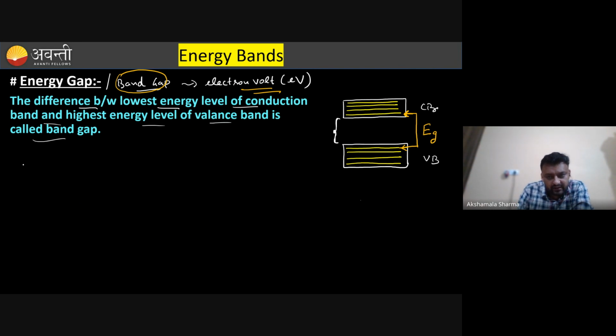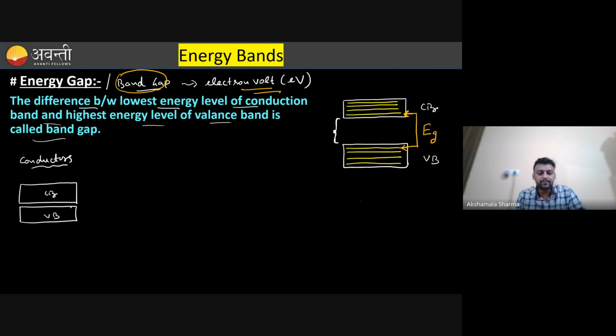If I talk about conductors, in conductors this band gap is either very small or negligible. You can say in conductors this band gap is very small, like this. They just coincide with each other, like this. This is valence band, this is conduction band, and this gap is very small. You can say band gap is very small.